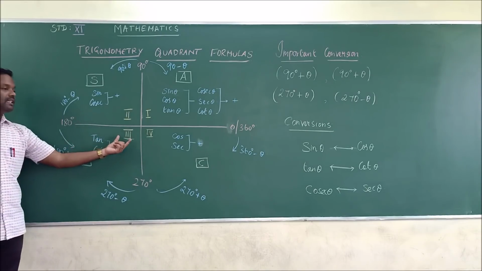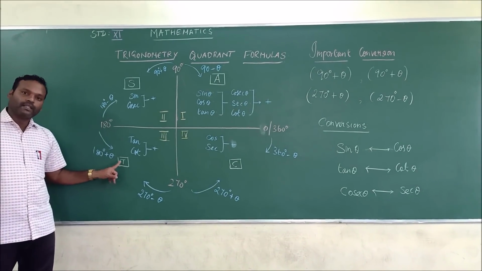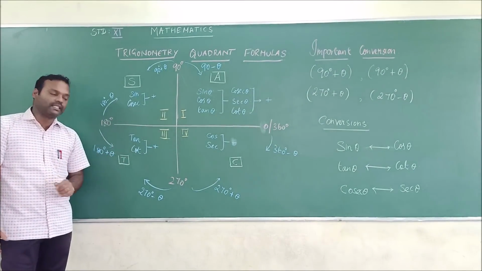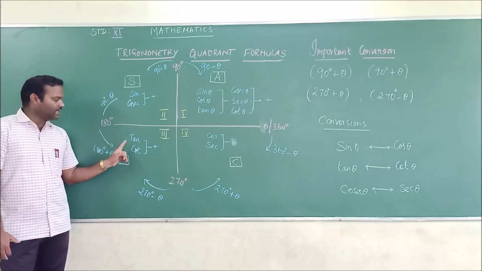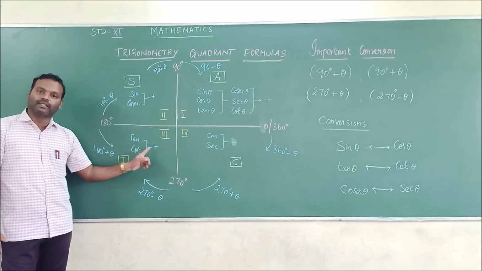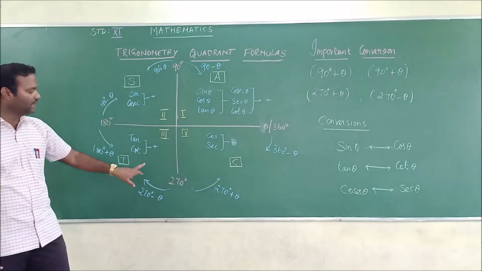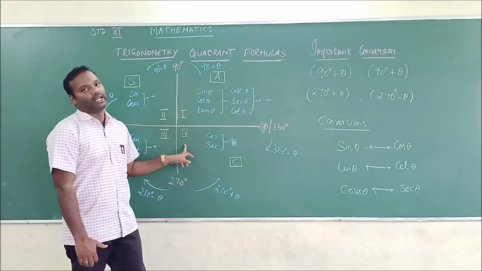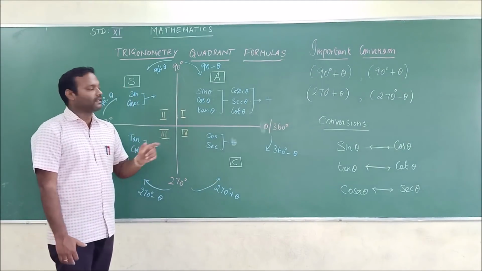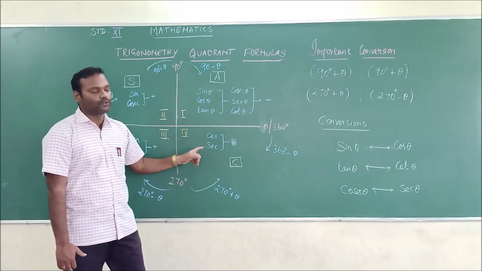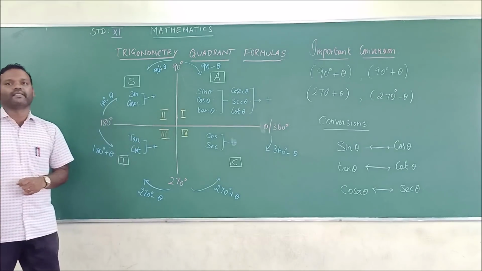Next, third quadrant. The letter you have to remember is T. The trigonometric function that starts with T is tan, and its reciprocal is cot. So tan and cot alone are positive in the third quadrant. The remaining 4 trigonometric functions are negative in this quadrant. Fourth quadrant, C. C means cos and its reciprocal is secant. These two are positive here. The remaining 4 trigonometric functions are negative.